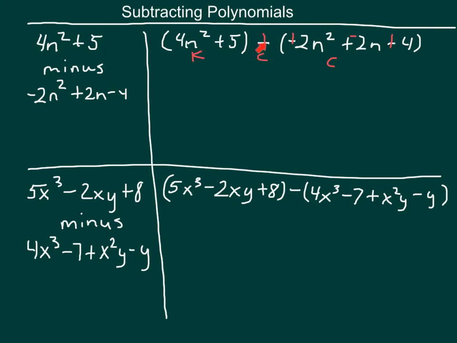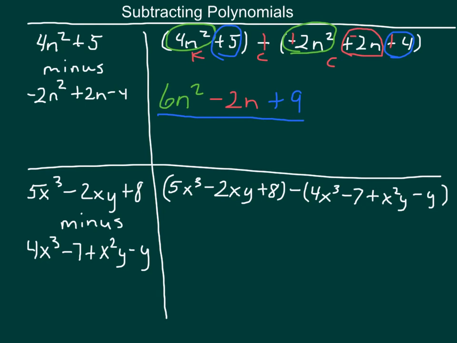adding polynomials just like we did before. So once I do keep, change, change, I just add my polynomials just like before. So I see that I have n squareds here and n squareds there. That gives me a total of 6n squared. And then I have negative 2n right there, so that's minus 2n. And then lastly I have plus 5 and plus 4, which gives me plus 9. Notice that I did it from largest to smallest. Okay, so that's that one.